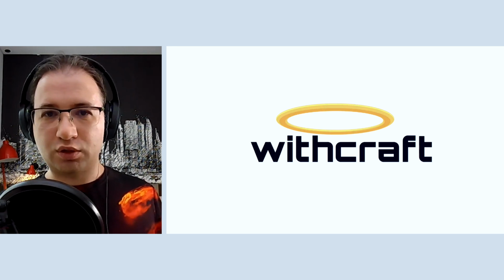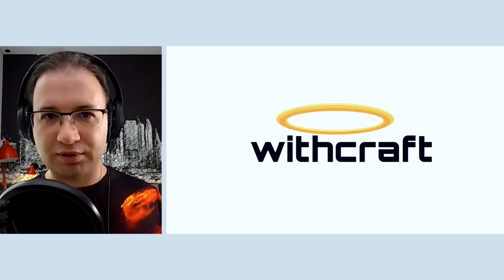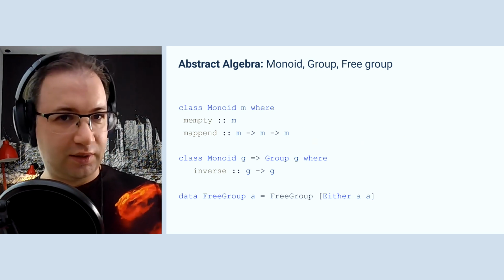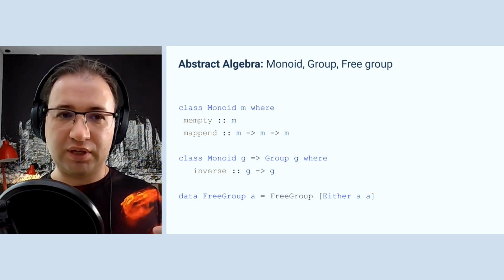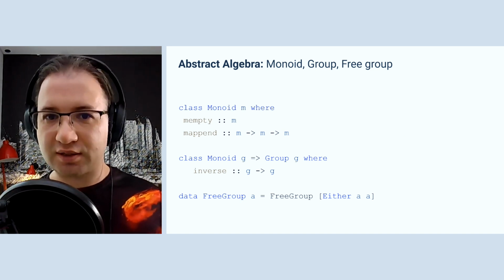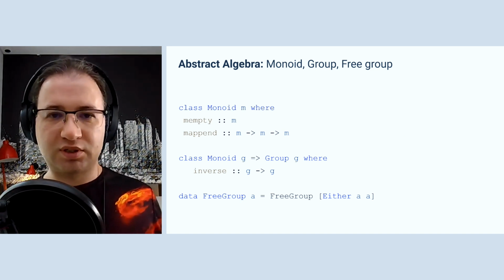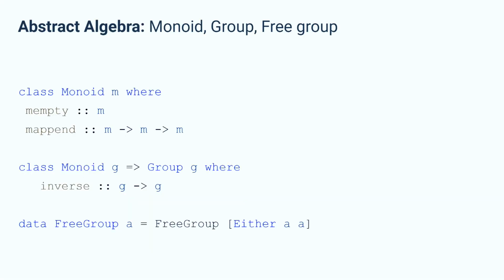So let's talk about this witchcraft a little bit. Several examples of that. Abstract algebra. Abstract algebra has many notions that you can find in Haskell, for example. Monoids, groups, free groups, even my beloved free monads are from abstract algebra.